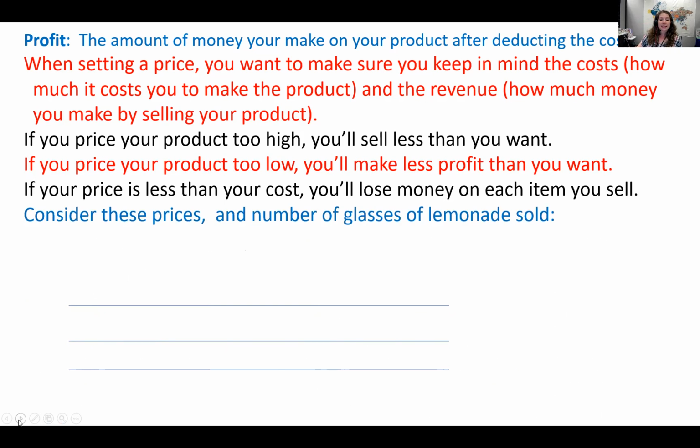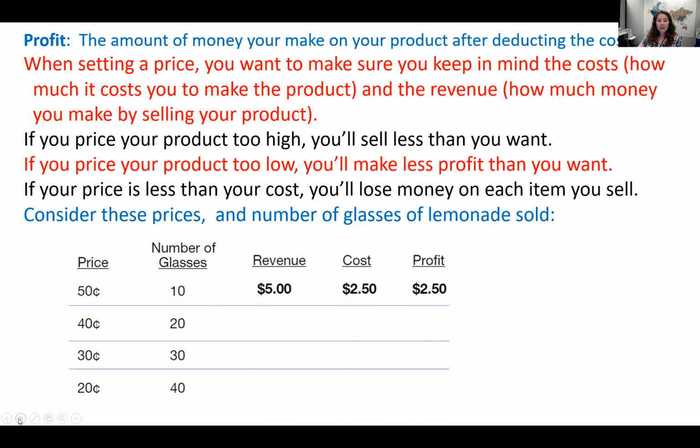So let's look at some prices and the number of glasses of lemonade sold. When the lemonade was priced at 50 cents, 10 glasses were sold. When they changed the price to 40 cents, they doubled the number of glasses sold to 20. When they made it 30 cents, they tripled it to 30 glasses. And when they priced it at 20 cents, they sold 4 times more lemonade than when they had it at 50 cents. However, let's look at how much profit they made.